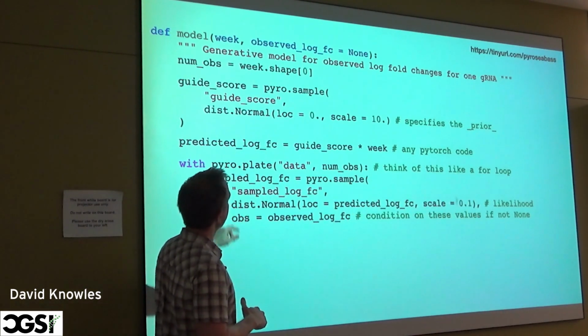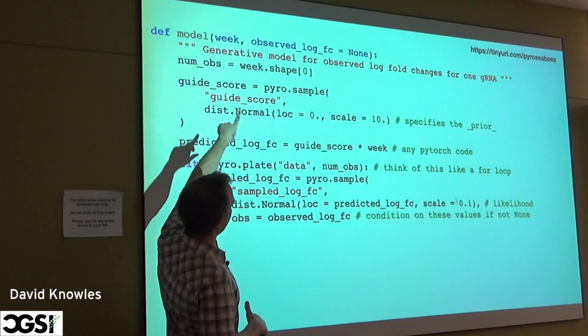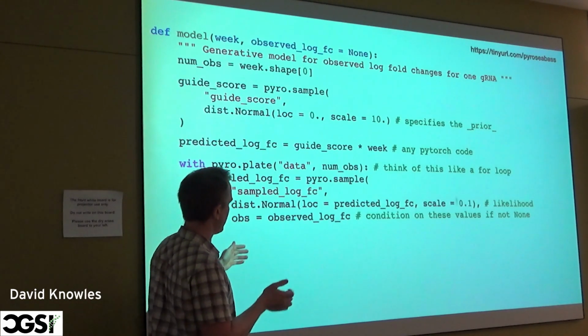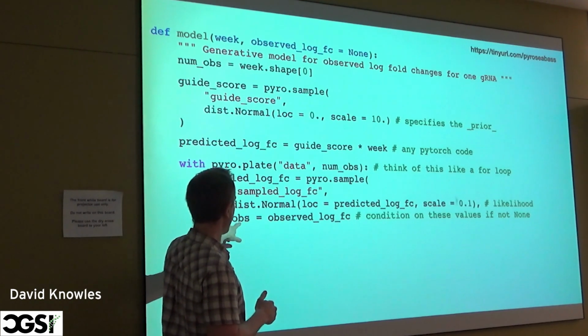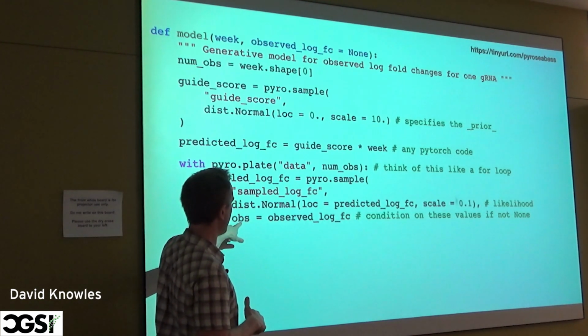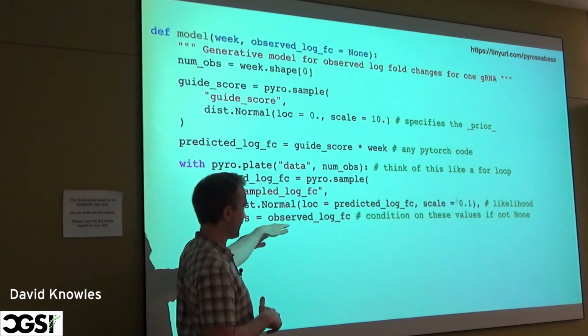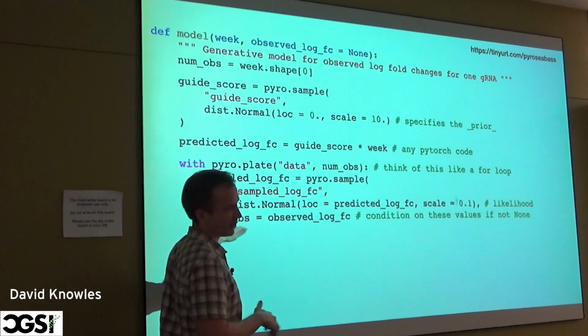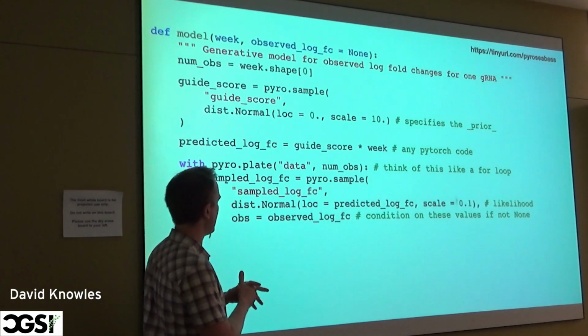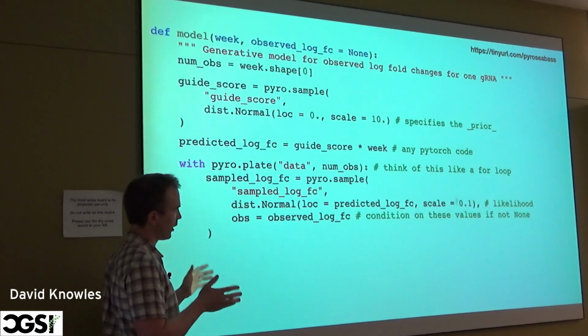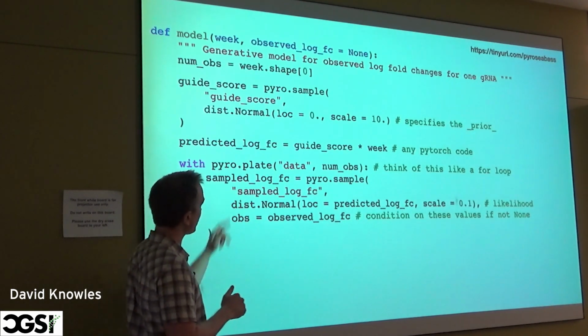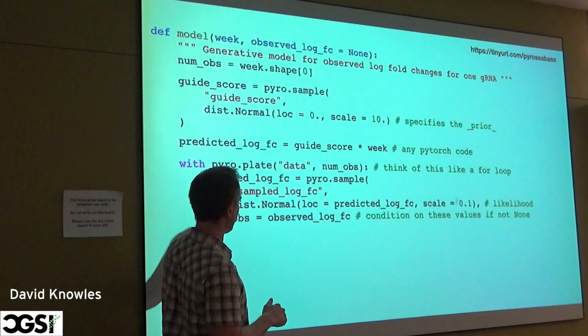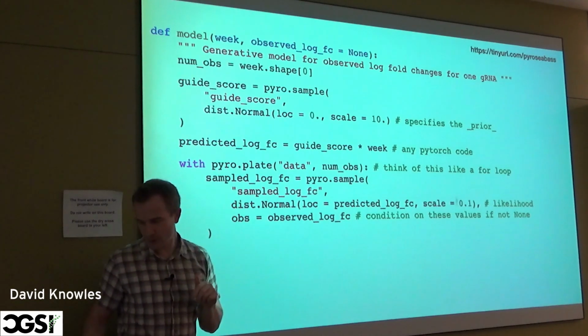And then we can optionally have this observed log-fold change thing actually be observed, in which case we set this obs input to that observation. And what this does is conditioning, effectively. So this is how Pyro conditions the model on the observed data. And we can also set it to none, and that'll mean that we just sample from this model.